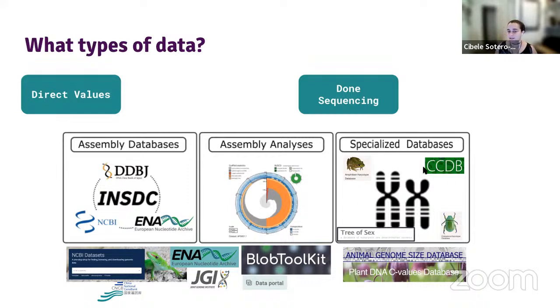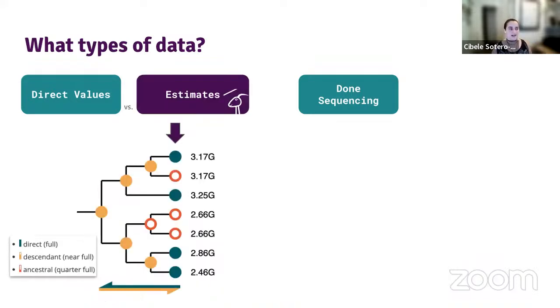And then finally, there are the specialized databases, and these are the ones that sometimes generate confusion because they are from everywhere we could find information. So these are the karyotype databases, animal genome size, tree of sex, and they collate every information that we can find on the species. We attach this information to the taxon, and GoaT also does estimates on top of them.